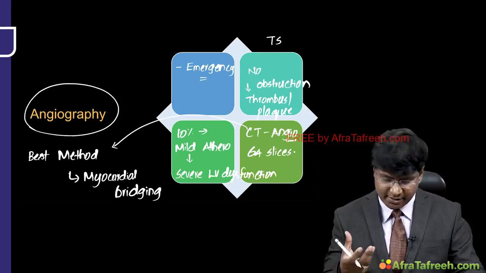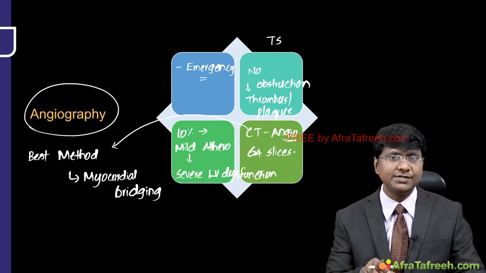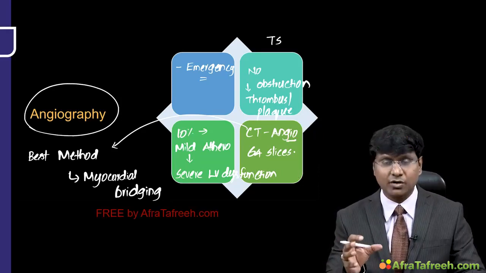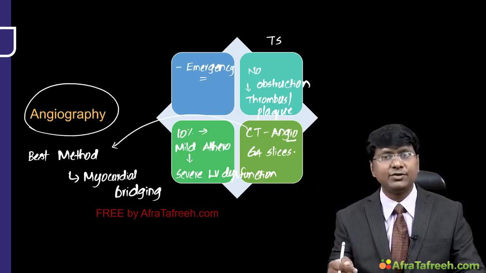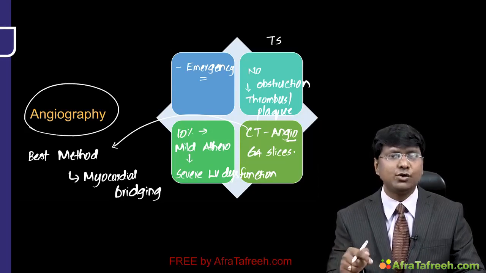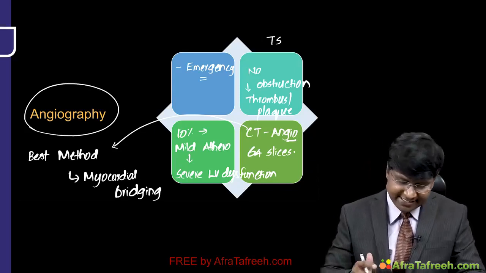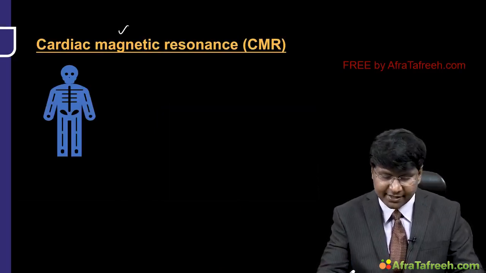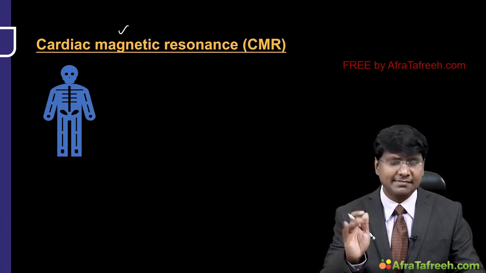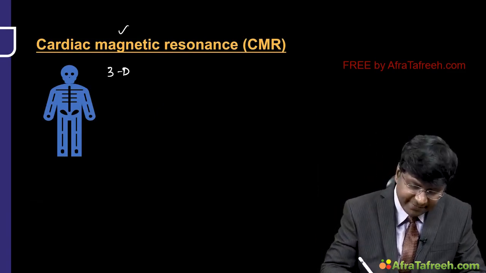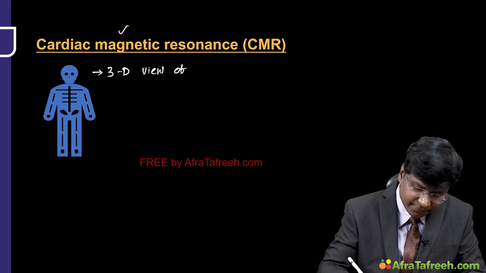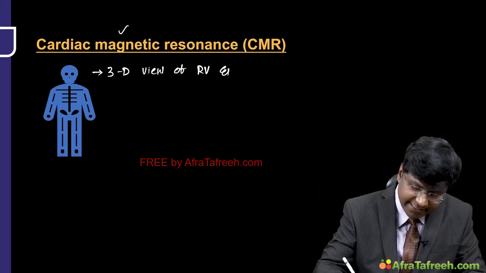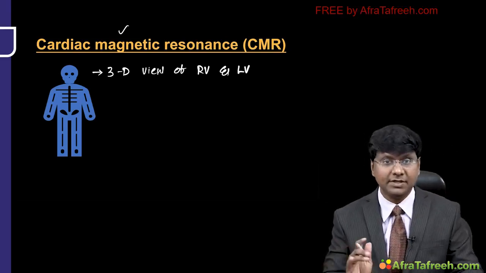Now, why this particular myocardial bridging has come up in this scenario is because you need to know the cause of the hypokinesia. Is it because of myocardial bridging that the blood supply to the apex is reduced, causing hypokinesia? Even that you have to rule out, and you will be able to rule it out by doing the CT angiography. And next important investigation is the cardiac magnetic resonance imaging. See, this CMR will provide the three-dimensional view of the right ventricle as well as the left ventricle.